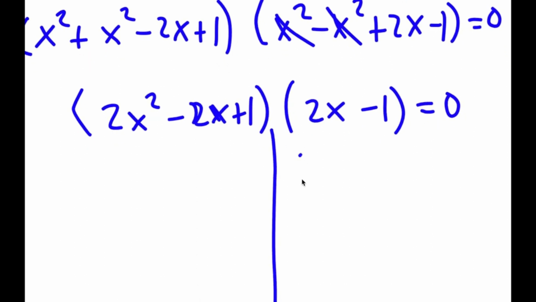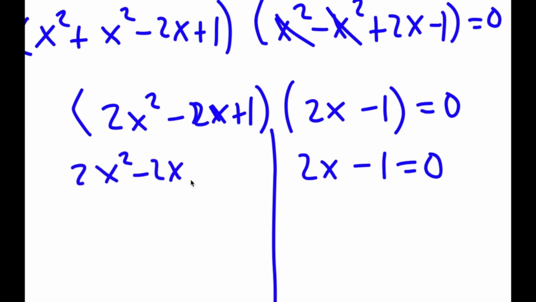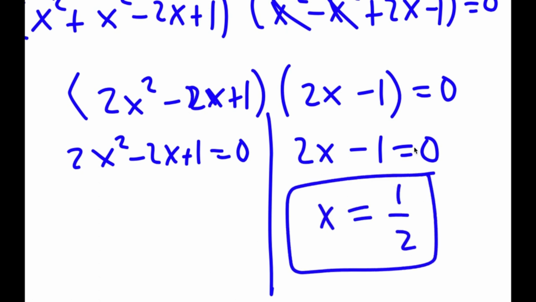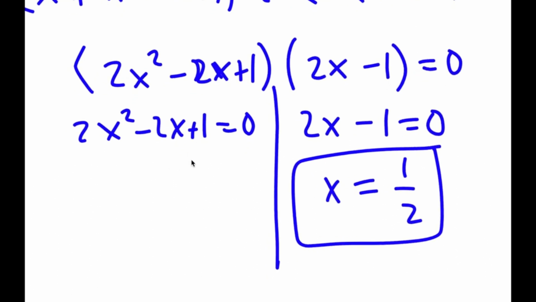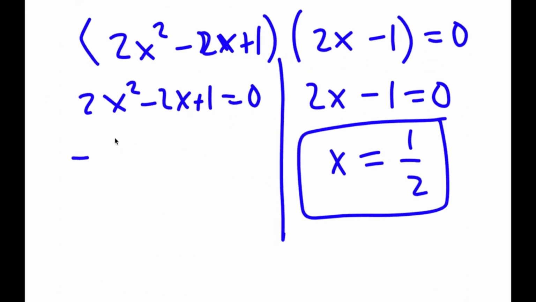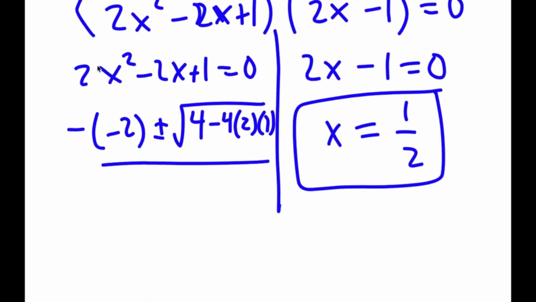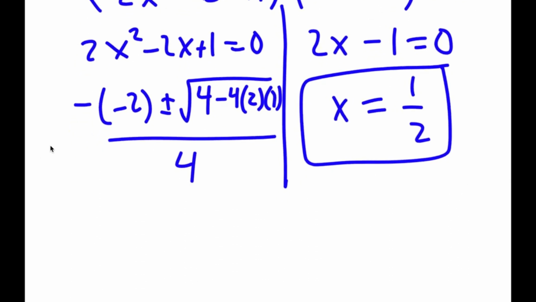So now this gives me two equations. I have 2x minus 1 is equal to 0, and I have 2x squared minus 2x plus 1 is equal to 0. So for 2x minus 1 equals 0, x is simply equal to 1/2. That's a simple equation. And now for 2x squared minus 2x plus 1, we're going to use the quadratic formula, which is negative b, so negative of negative 2, plus or minus the square root of b squared, negative 2 squared, which is 4, minus 4 times a, which is 2, times c, which is 1, and all of this over 2a, so 2 times 2, which is 4.